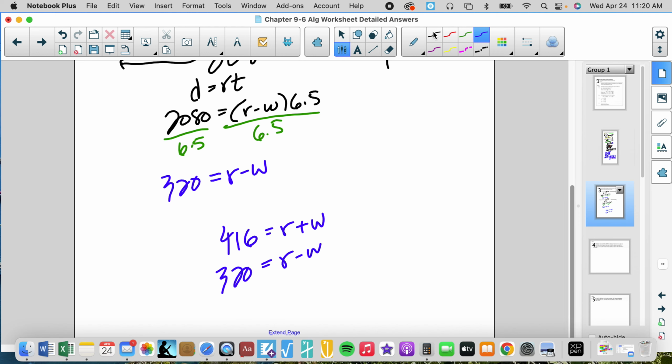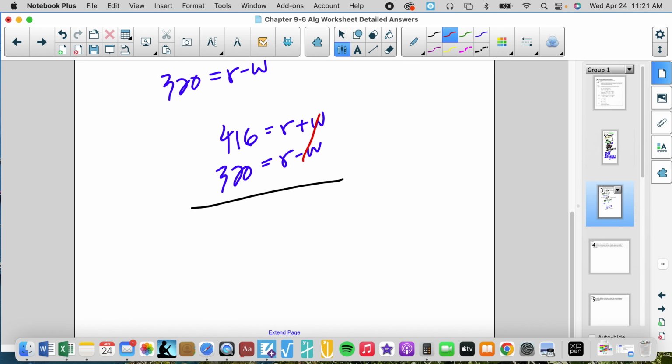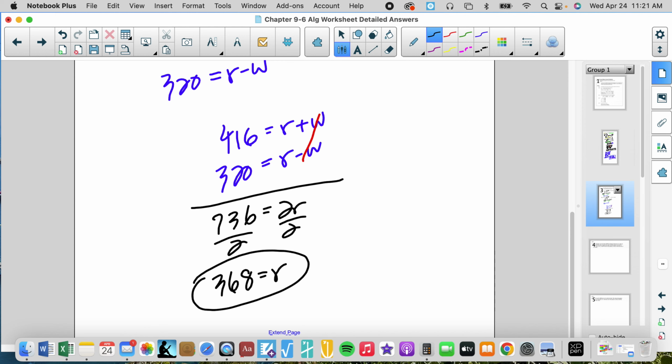416 equals R plus W, 320 equals R minus W. And when we add them, we notice that the W's cancel naturally. I don't have to manipulate any further. So when we add them together, we get 736 equals 2R. Divide by 2. You get 368 equals R. So that is the rate of speed of the plane.